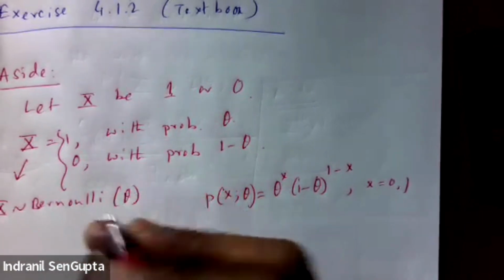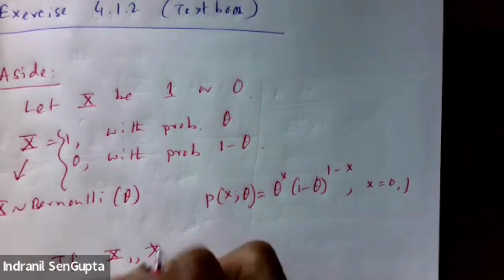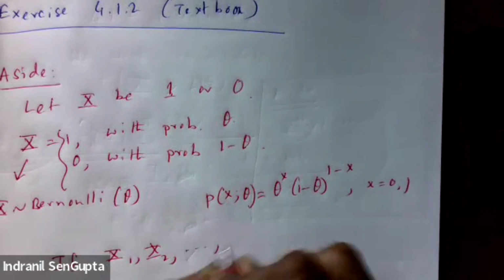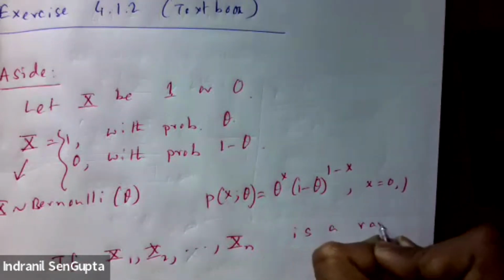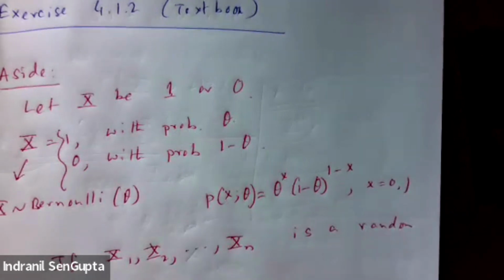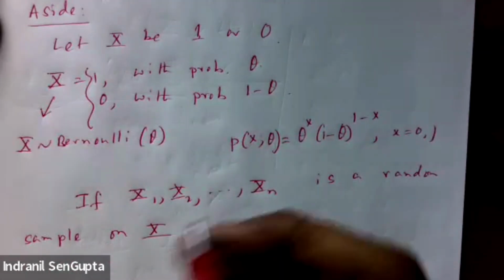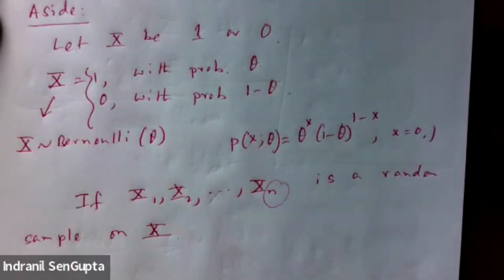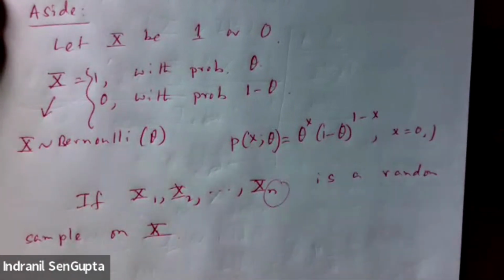Okay. Now, if X1, X2, ..., Xn is a random sample on X, what's the idea? I know exactly how many trials are done, but I don't know what this theta is. I'm trying to estimate that.